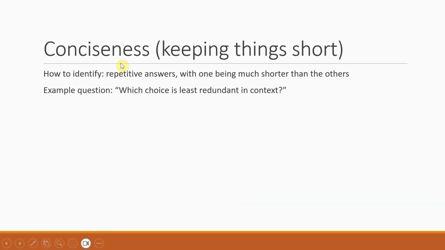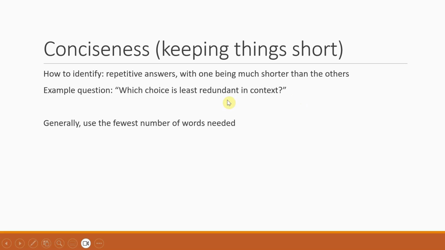So now let's go to a new question type, conciseness, which is just a word that means keeping things short. So how do I identify that this is what they're testing? Well, you're going to see repetitive answer choices, with one of them being much shorter than the others. So they're all saying the same thing, but one is just a lot shorter. Also, now that we have the new version of the test, you're probably going to have a question prompt along the lines of which choice is least redundant in context. But do keep in mind, even for other question types, if you see answer choices like this, lean towards the shorter one if it is still answering the question properly and is grammatically okay.